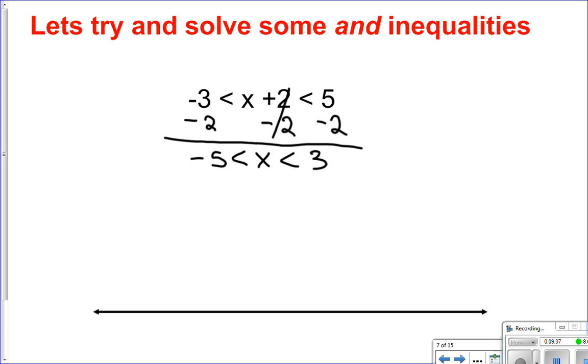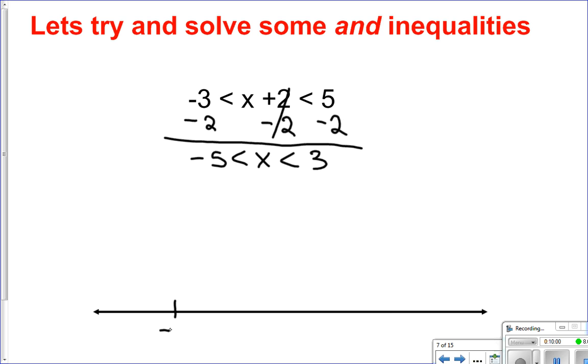And to check to see if this is true, choose a value from these restrictions and see if it works in your original problem. So for example, 0. 0 is greater than -5 but less than 3. So if I plug 0 into this inequality up here, I get 0 plus 2, and that's 2. So therefore, 2 does fall between -3 and 5, so 0 makes this inequality true.